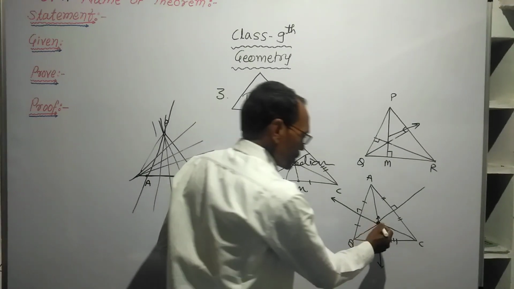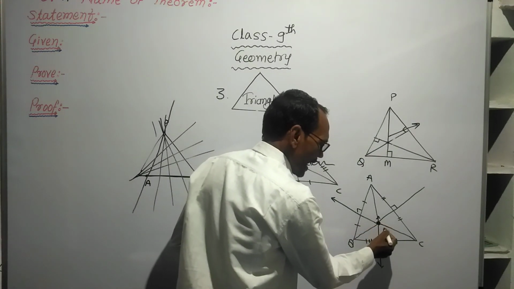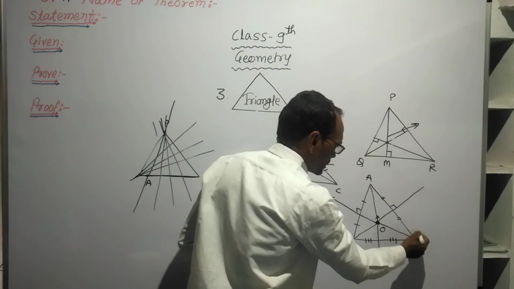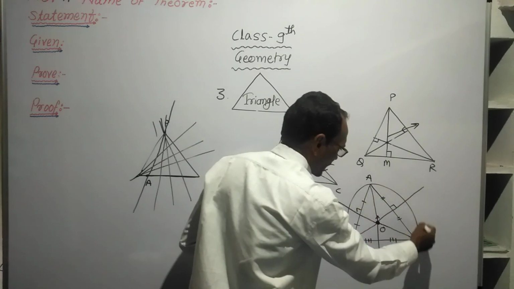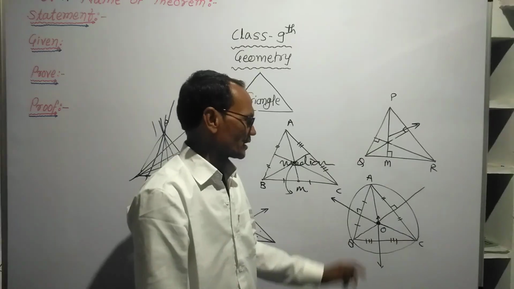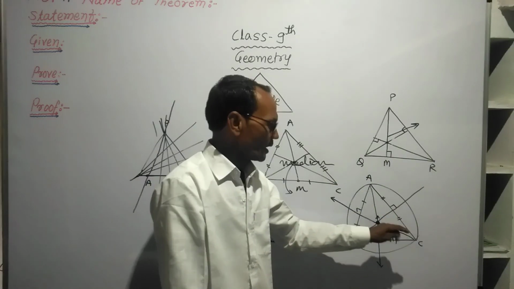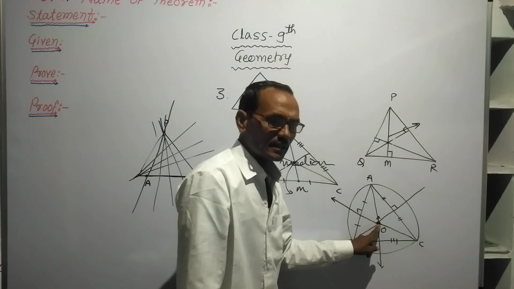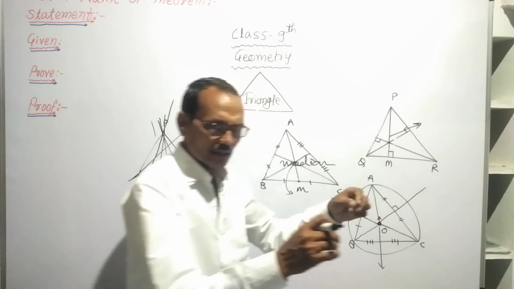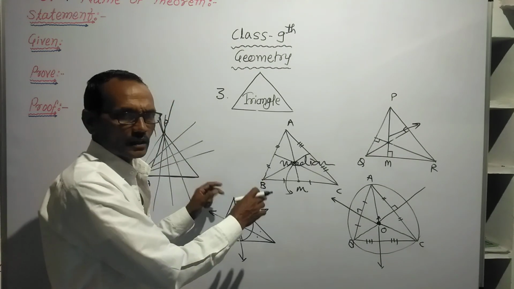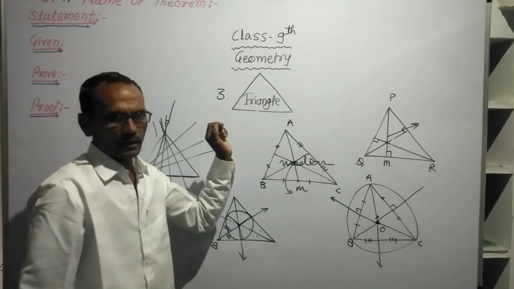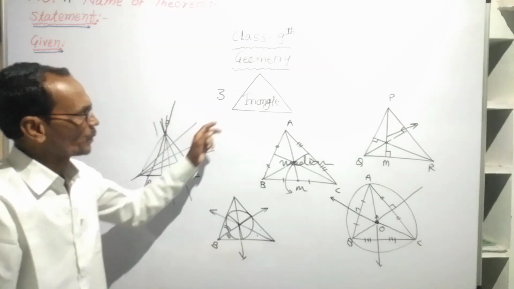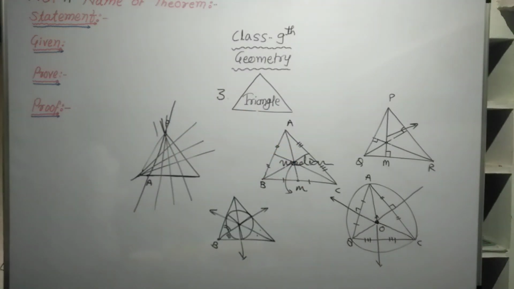So, making the center at point O and taking the distance up to C, we draw the circle. Such a circle, which passes through the vertices, is known as the circumcircle, and the center is known as the circumcenter. These are the four most important concepts for the triangle in chapter number 3 for your class.